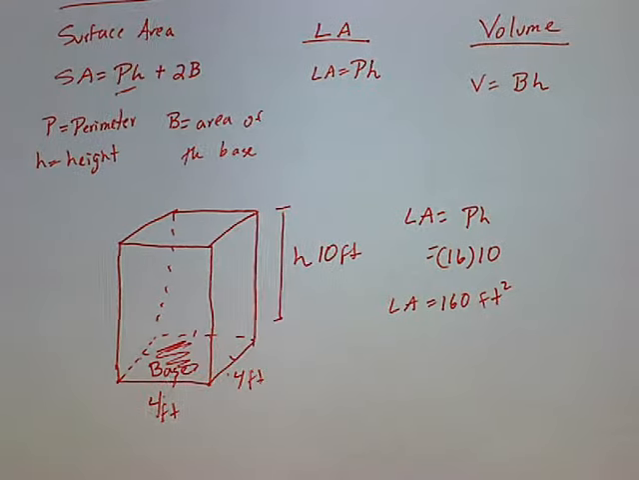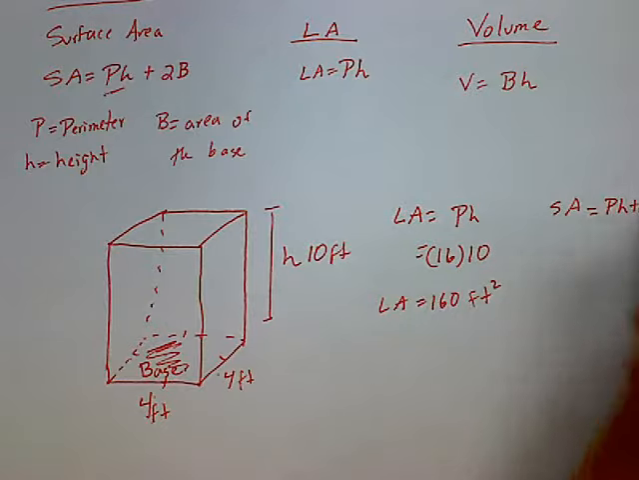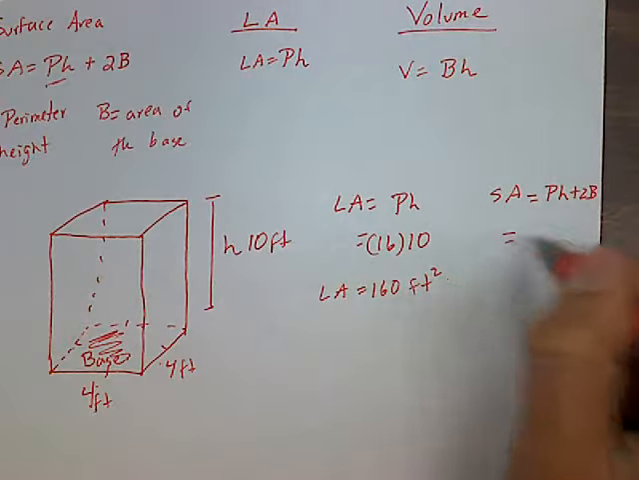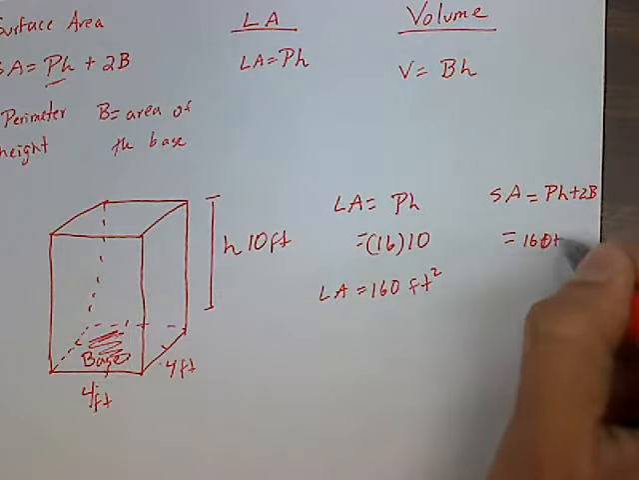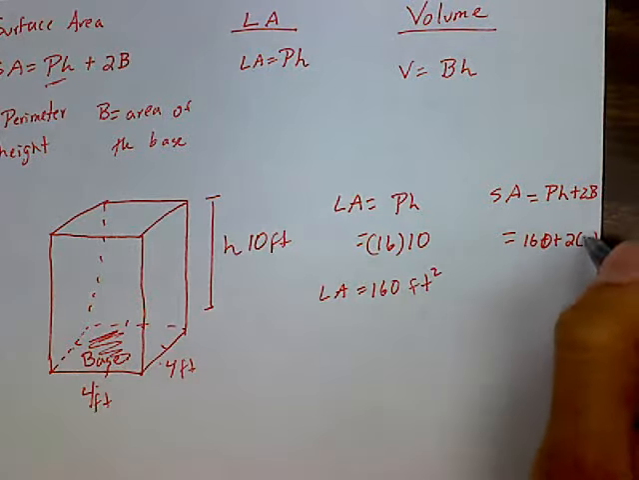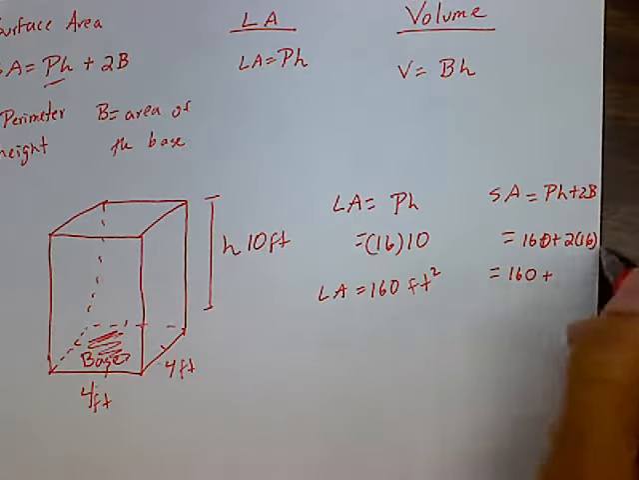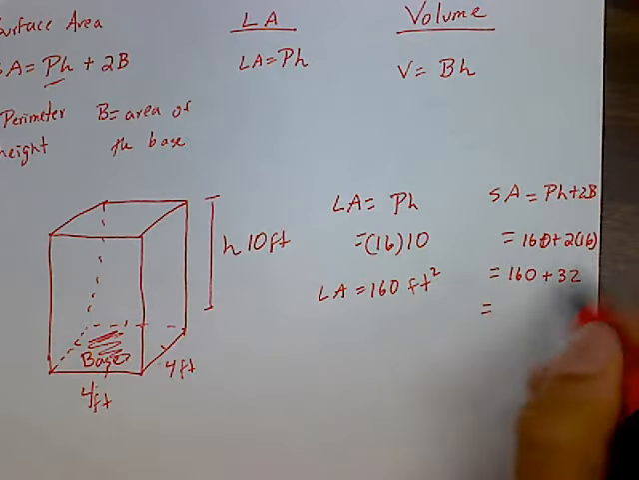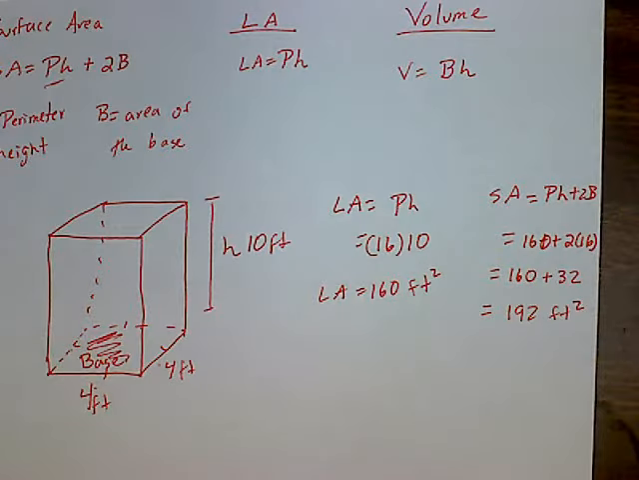Okay, so that's the first part. Now for surface area, we use the lateral area plus 2 times the area of the base. We already know the lateral area is 160, and then we add the area of the base times 2. The base is a square, so it's 4 times 4, that makes 16. So this is 160 plus 2 times 16, that's 32. That gives you 192 square feet. And don't forget the units. Units are important.